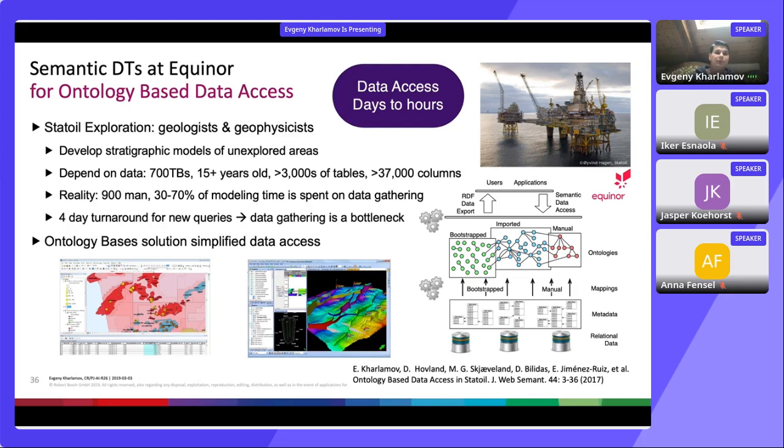For example, there is a big database with 700 terabytes developed for many years with thousands of tables and tens of thousands of columns. Accessing this data is really challenging, and finding something in this database takes a lot of time. With the help of ontologies layered on top of this database, the Schlumberger huge database, one could get access to this data much faster.